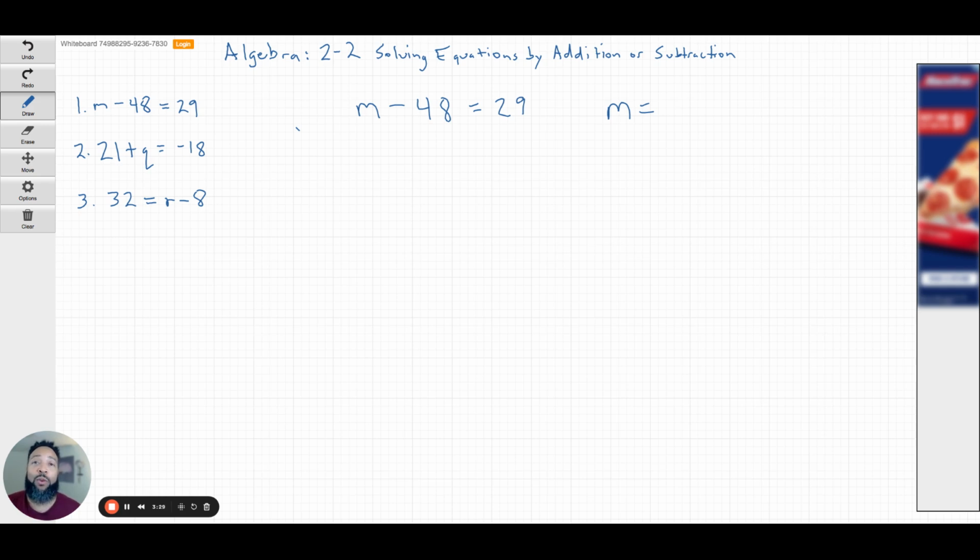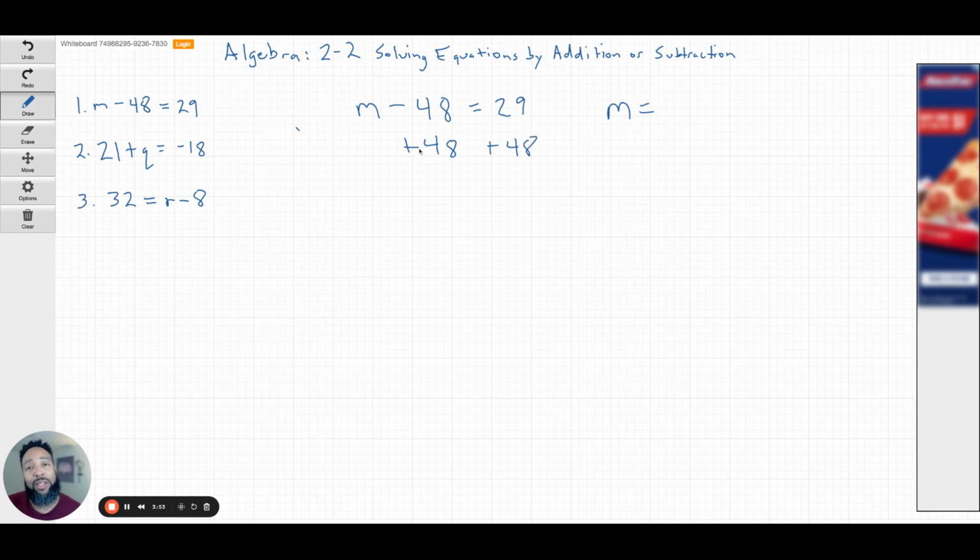So whatever we do to one side, we have to do to the other side, because remember, there's an equal sign here. That means the equation has to stay equal the entire time, even though you're manipulating it. So right here, we have minus 48. So we're going to plus 48 on each side.